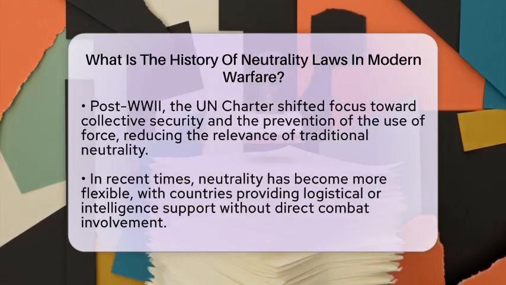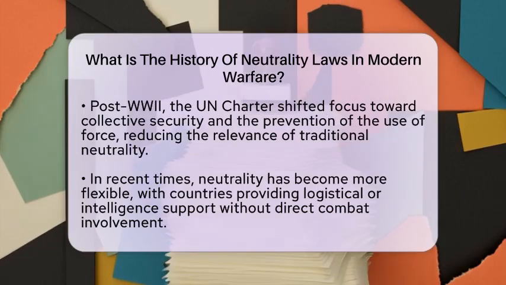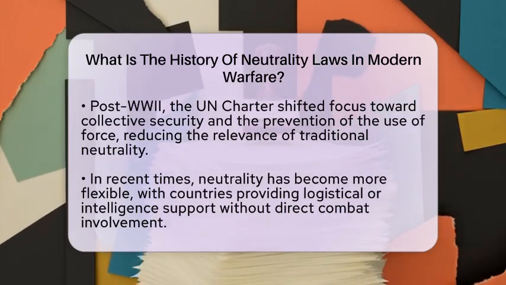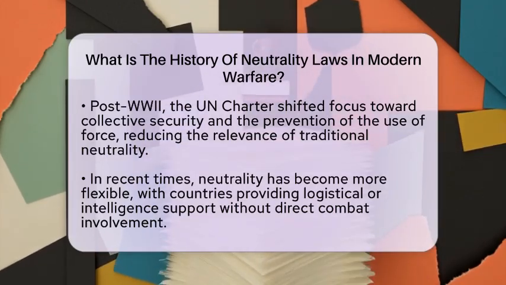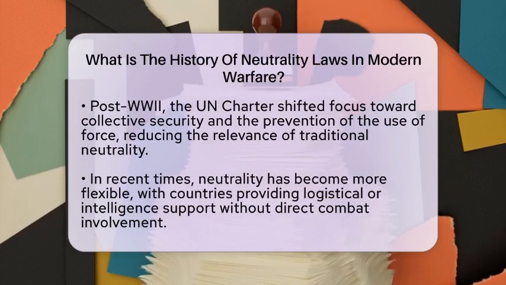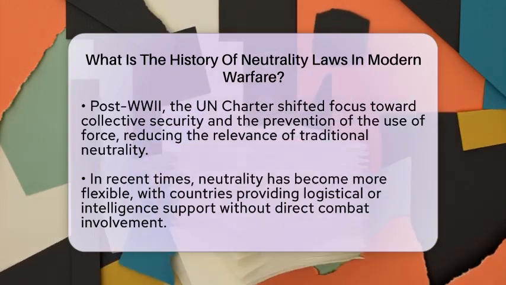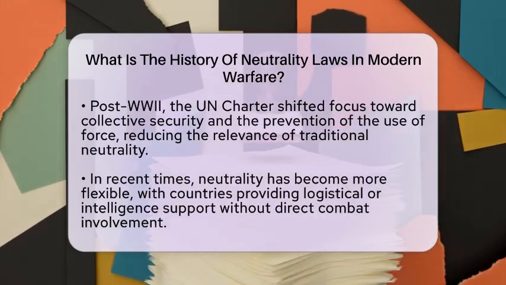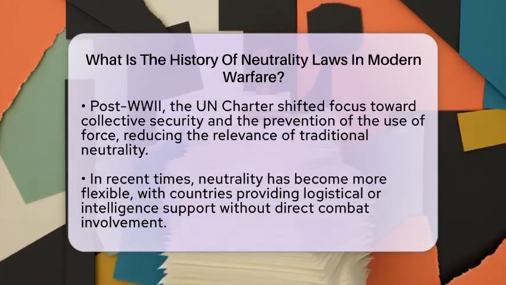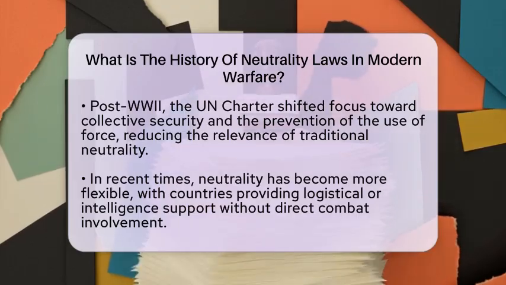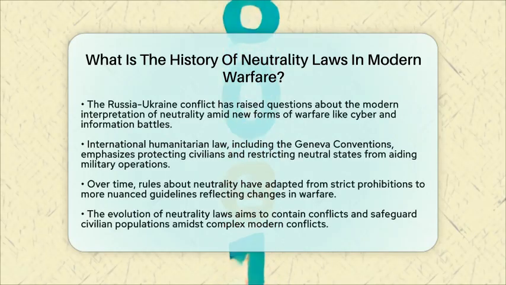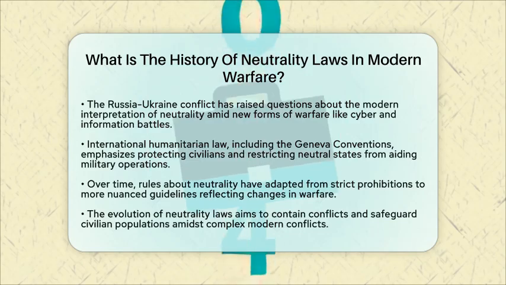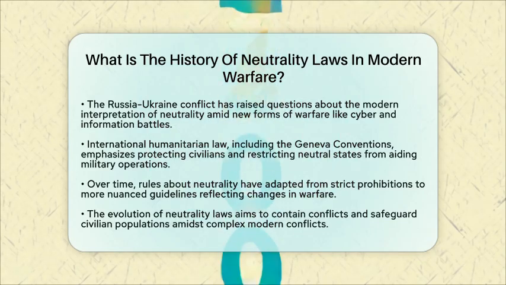In recent decades, the idea of neutrality has become more flexible. Countries might avoid direct fighting but still give logistical or intelligence support. This is called qualified neutrality or non-belligerency. The conflict between Russia and Ukraine has brought new questions about what neutrality means today. Modern warfare also includes cyber and information battles, which make enforcing neutrality even harder.